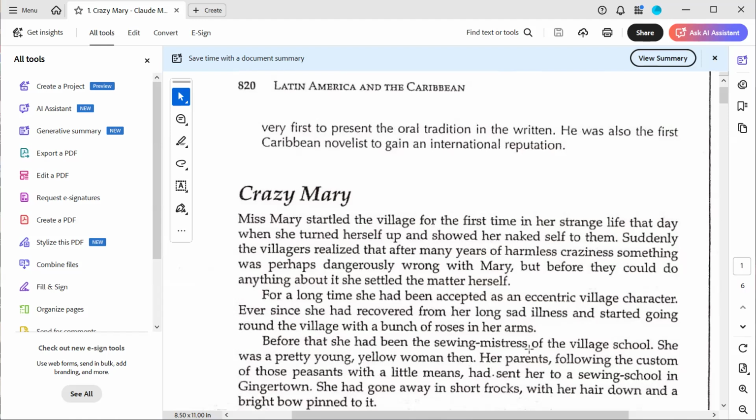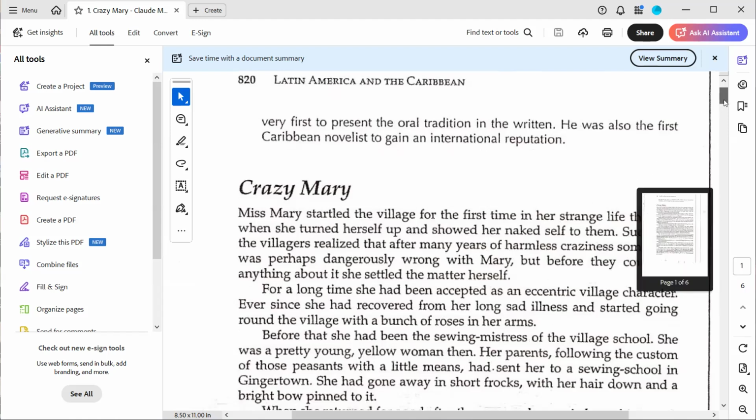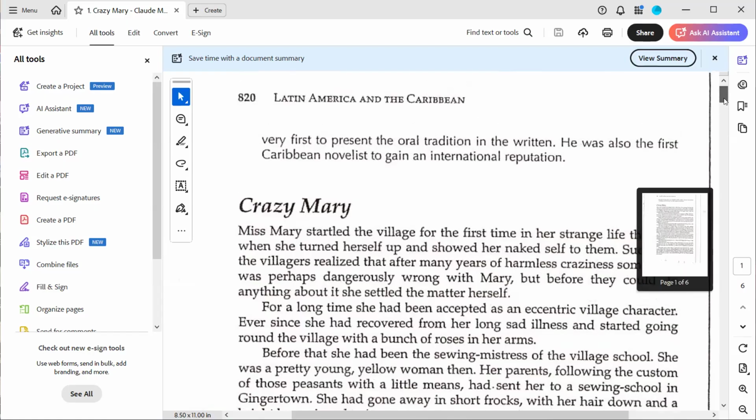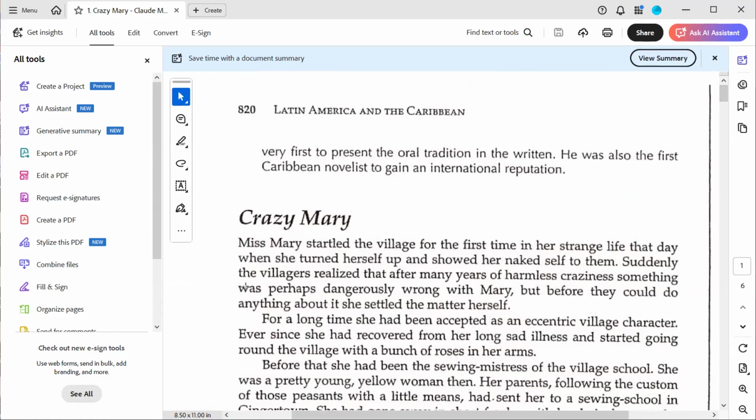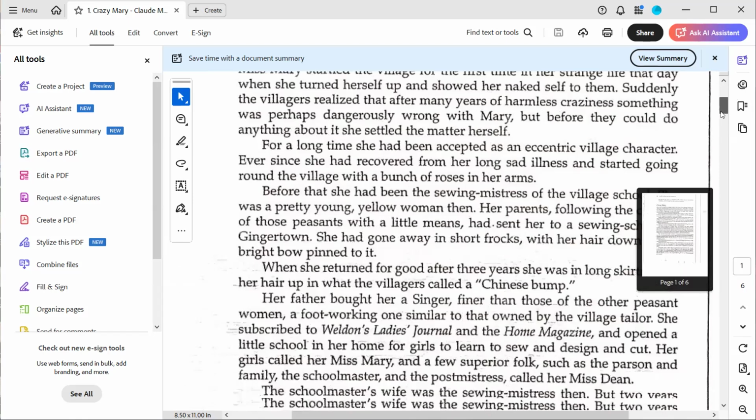Now, I want to show you that you don't know until the end that the story started at the crisis. Because notice the first paragraph. Miss Mary shocked the village for the first time in her strange life that day when she turned herself up and showed her naked self to them. Suddenly, the villagers realized that after many years of harmless craziness, something was perhaps dangerously wrong with Mary. But before they could do anything about it, she settled the matter herself. How did she settle it?